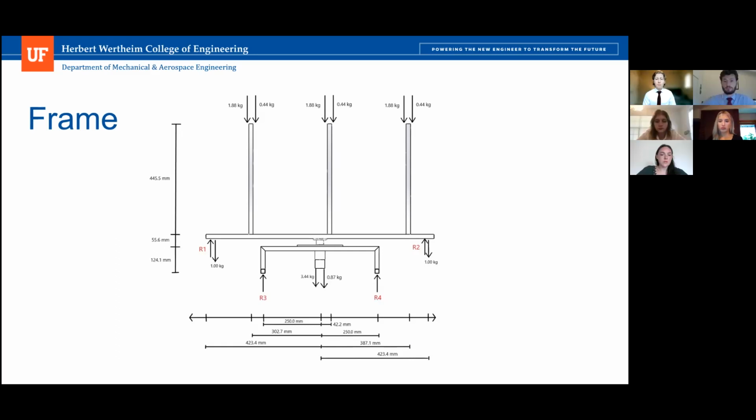As you can see, reactions 1 and 2 account for the support wheels that we have on the control subsystem, while reactions 3 and 4 in the red indexes are the reactions of the ground to the frame.